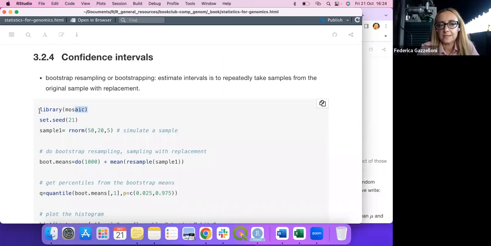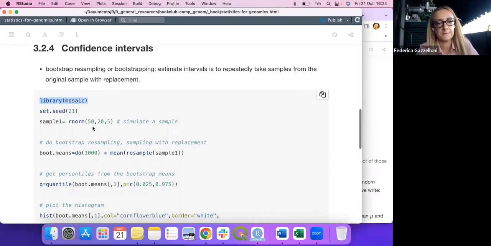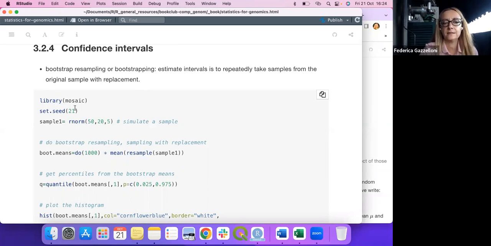I don't know if you have used the library Mosaic, but this library is useful because besides the fact that it gives you some data, you can basically do bootstrap resampling with replacement. These are the functions for doing this with R, which is bootstrapping, for example, or other things. But here in the book, they do it with the Mosaic package.